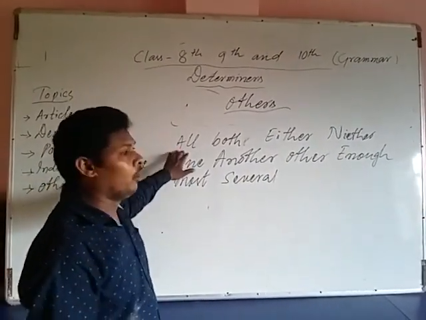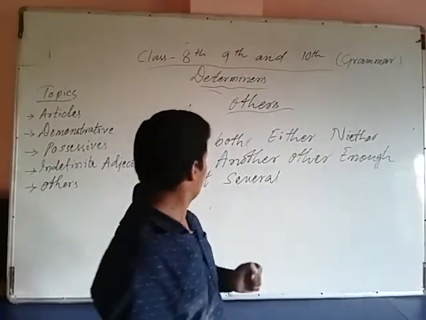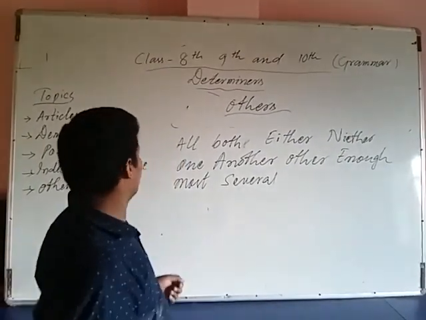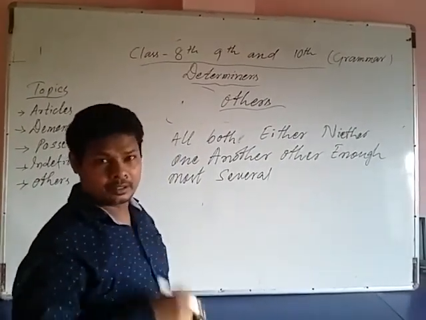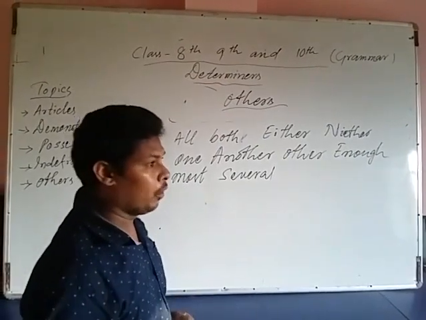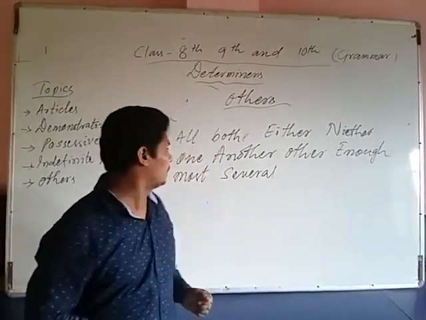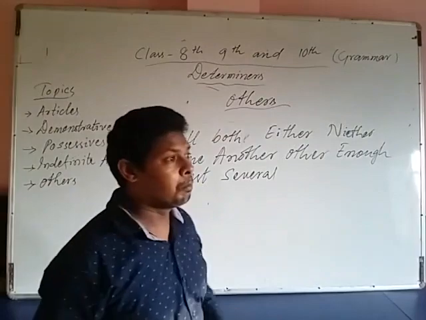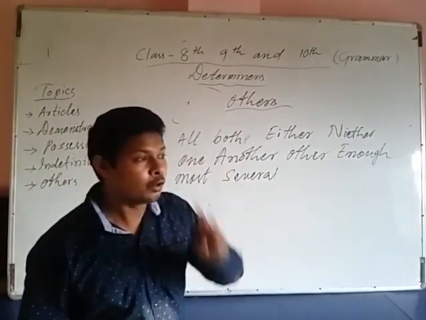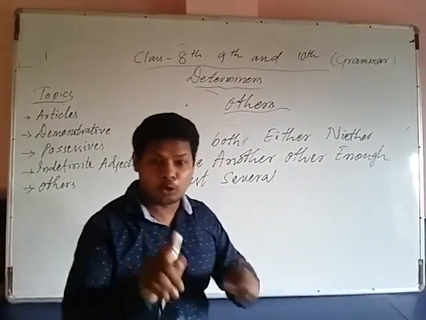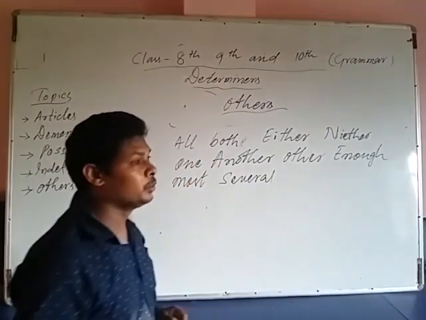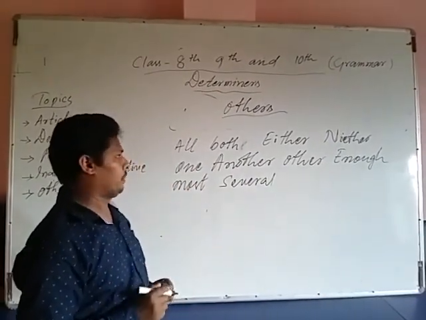All is used with countable and uncountable nouns. Yes, all persons, please come to the office, all students, etc. And both is used for two persons. Yes, both of you can come to my office.